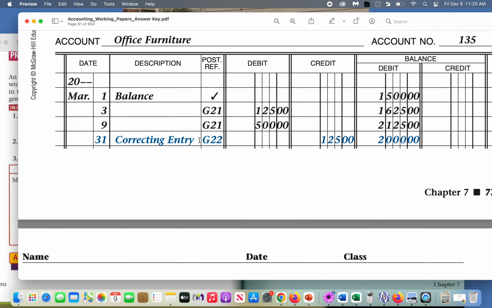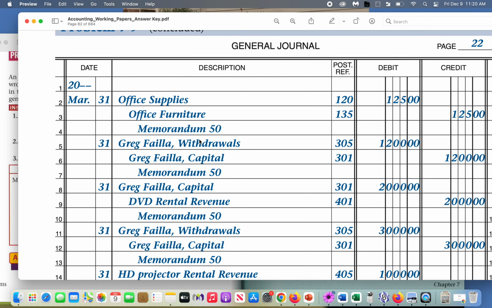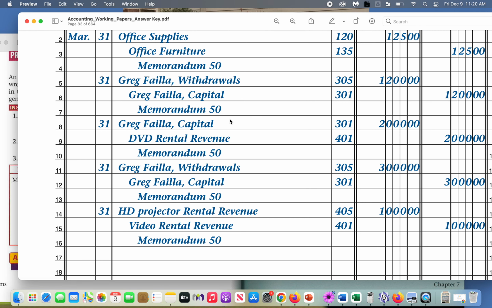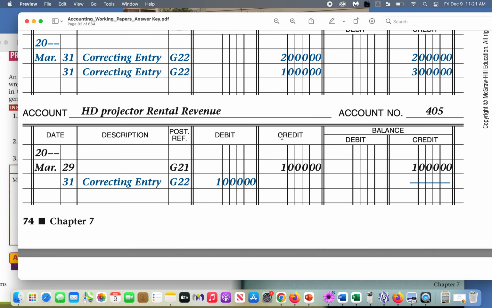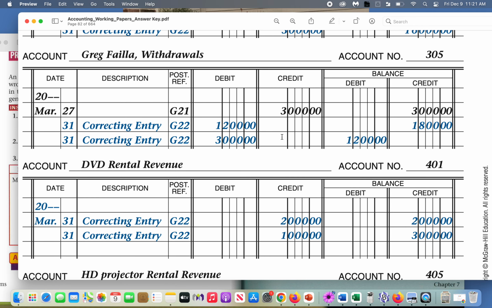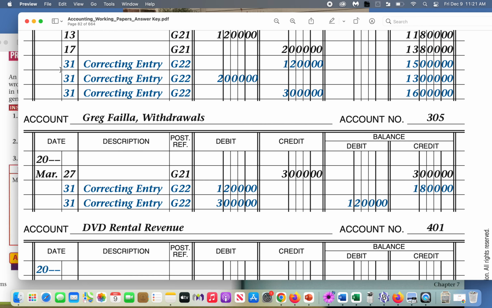So I'm going to make that journal entry. Sorry. Debit capital, because I credited it by accident, and then credit the right amount. Boom, boom. If I scroll to the correct accounts, there is my debit of $1,200 because it was incorrect.